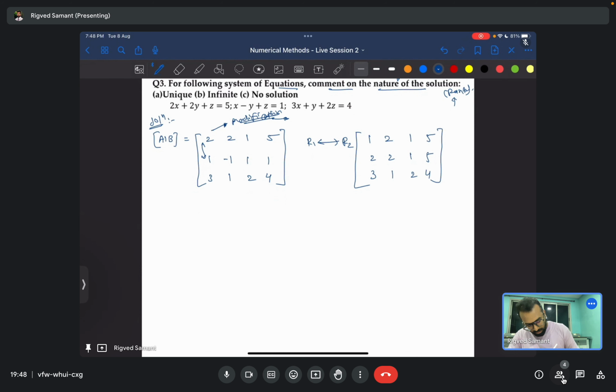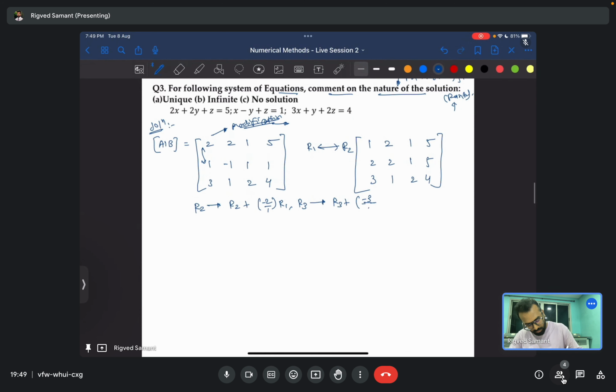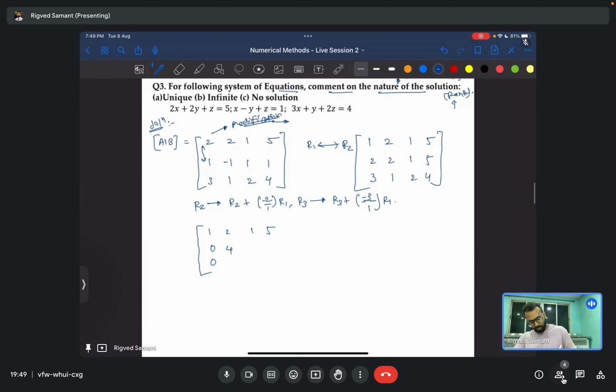So R1, R2 we swapped. Now R2 would be, by Gauss elimination routine, R2 plus 2 divided by 1 R1. R3 would be R3 plus minus 3 divided by 1 R1. Okay. So what will you get? 1 2 1 5. This will be 0. This will be 4. This will be minus 1. This will be 3. Again 4 minus 1. This will be 1. Right? So 2 plus 2, 1 minus 2, 5 minus 3.